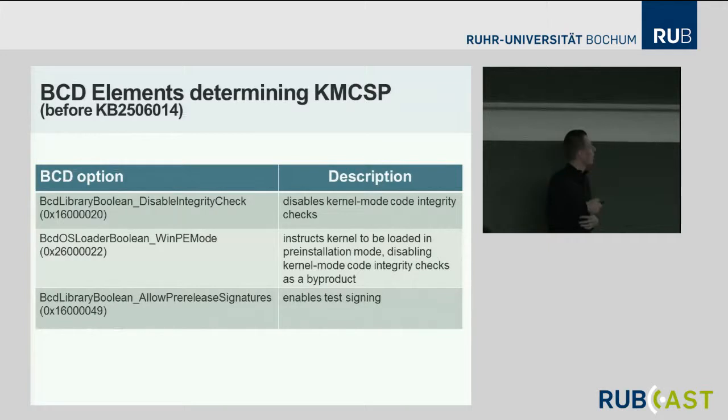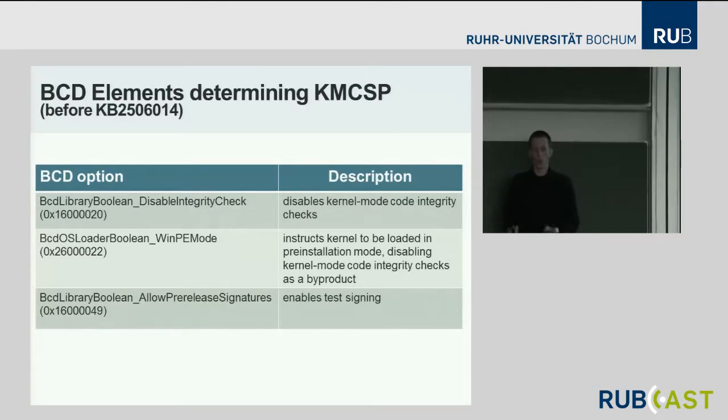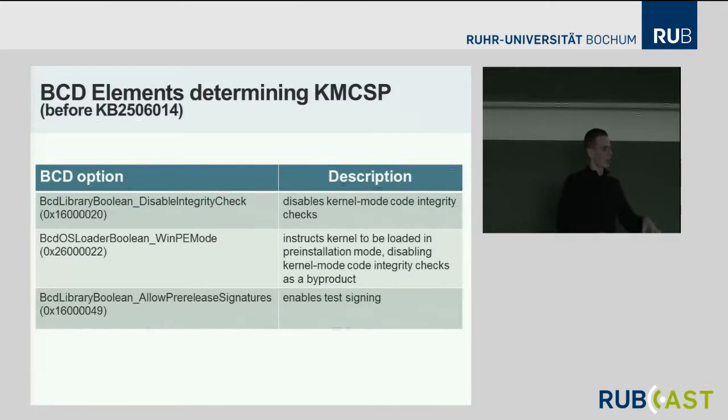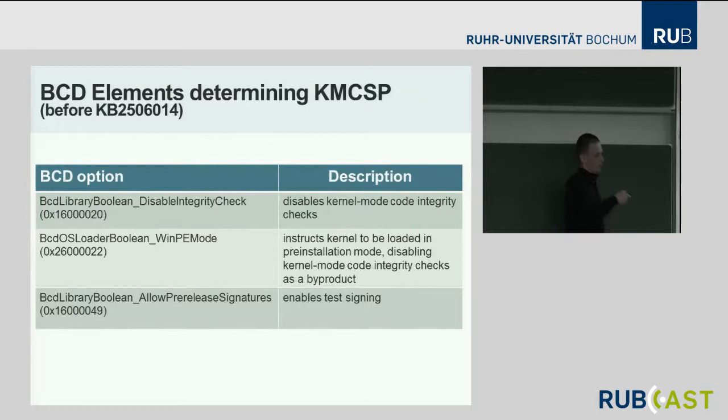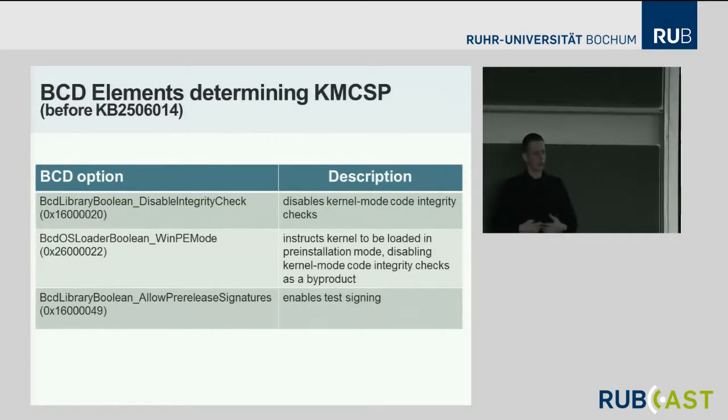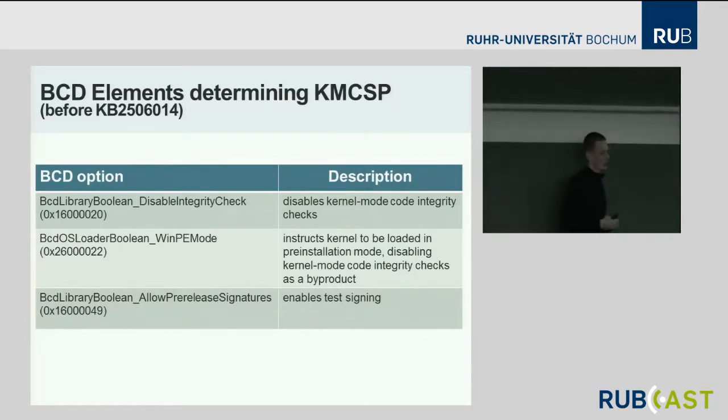The second one, Windows pre-installation environment mode. When the system is loaded in the Windows pre-installation environment mode, the code integrity checks are disabled as a byproduct. For instance, when you have a laptop and you are trying to install the Windows 7 operating system on it, you start booting with the CD. The CD loads an image of the Microsoft Windows operating system in the pre-installation environment mode, and from this mode the operating system is installed on the hard drive. So in pre-installation environment mode, the code integrity is not checked.